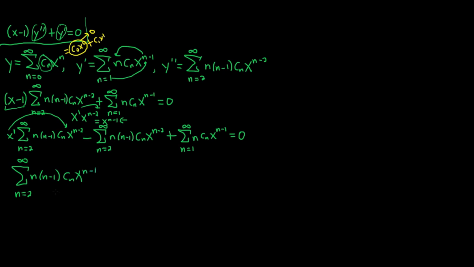Again, we're adding the exponents. x to the 1 times x to the n minus 2 is x to the n minus 1, minus the infinite sum as n runs from 2 to infinity, n minus 1, c sub n, x to the n minus 2. Then we have this last piece here, plus the sum from n equals 1 to infinity of c sub n.